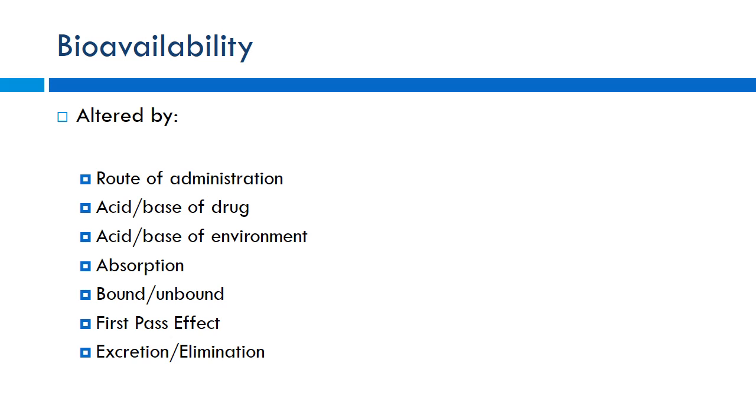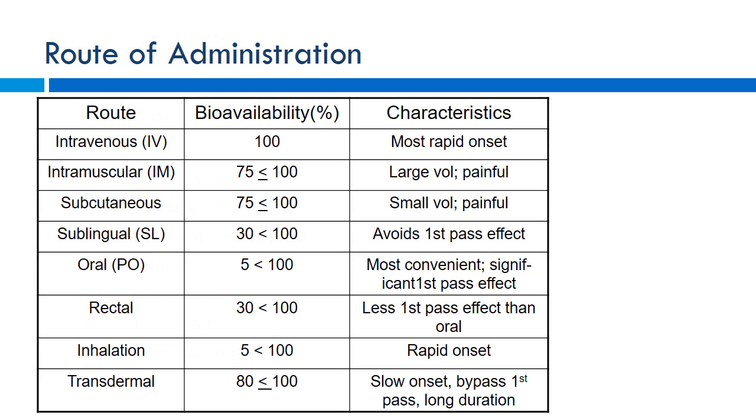So, mentioned, bioavailability can be altered by the route of administration, the acid-base nature of the drug and of the environment it's in, and that affects the actual absorption occurring there. It also depends on whether or not the drug is bound or unbound by certain tissue proteins, first pass effect, and then we'll also look at excretion and elimination. Again, remember that usually the IV route should have 100% bioavailability, but everything else can have some variability. Certain oral drugs are going to get absorbed 100%, certain oral drugs will have no absorption whatsoever. So again, extremely variable in the oral route.